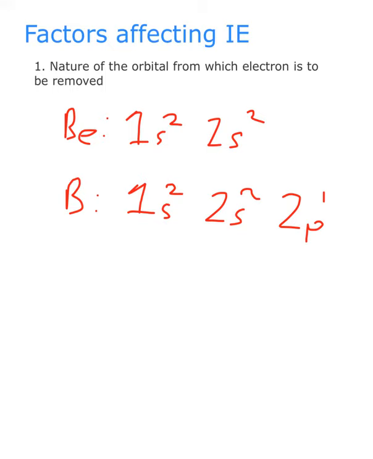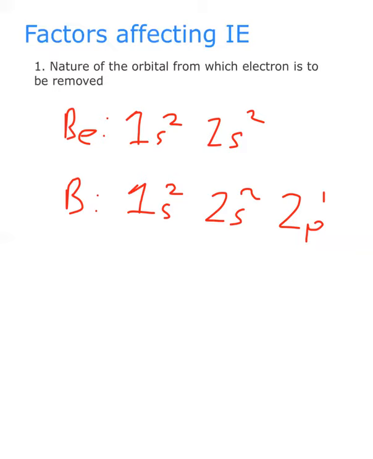So as in boron, the orbital is further away from the nucleus. So the ionization energy of boron will be slightly lower than beryllium, because in boron, it will be easier to remove an electron. So when we draw the graph of ionization energy changing in a period, there will be a dip between beryllium and boron. You'll see that in a while.